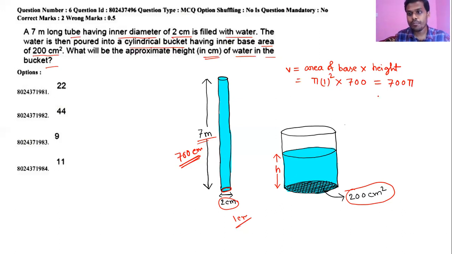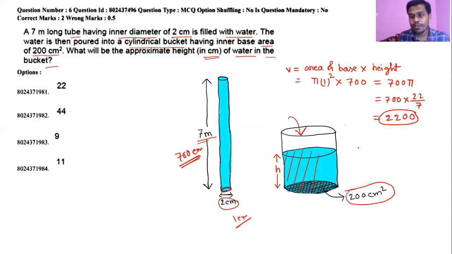And we know that pi is equal to 22 by 7. So 700 into 22 by 7 equals 2200. This is the volume of this cylindrical tube, and this is the amount of water. Now this water has been poured in this bucket. This is the base area of this bucket. So what will be the volume of this water in this bucket?